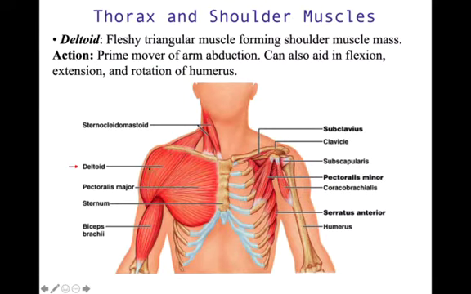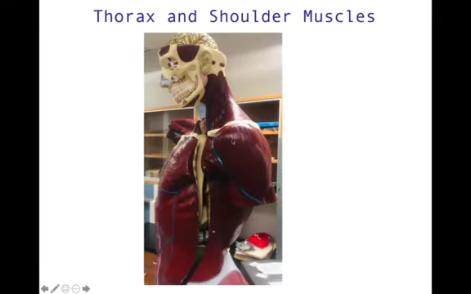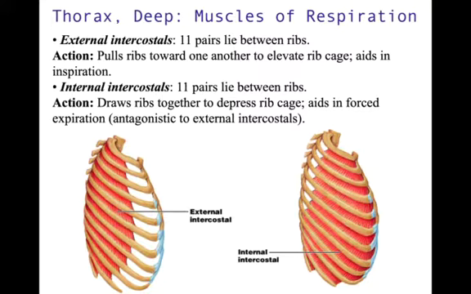All right, the deltoid is these shoulder muscles right here. It's for arm abduction, moving the arm away from your midline. So here is that deltoid muscle. If you look on the model, it's this large muscle right here in your shoulder. We call that the deltoid muscle. All right, now, there are muscles in between your ribs.